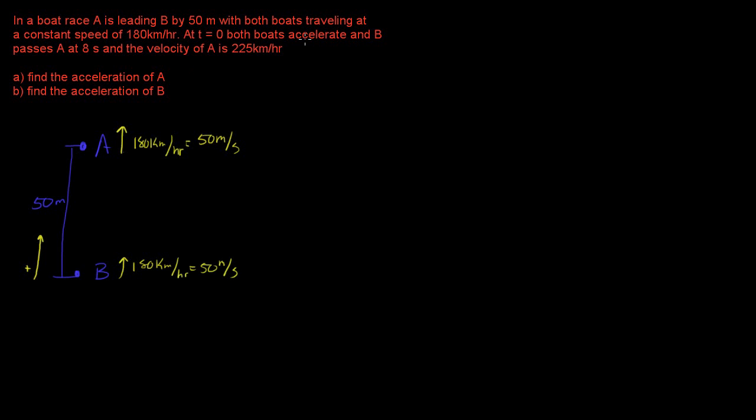At time 0, both boats accelerate, and B passes A after 8 seconds. And after 8 seconds, the velocity of A is 225 kilometers per hour. So VA final is 225 kilometers per hour, and this is equal to 62.5 meters per second. And this is after 8 seconds.